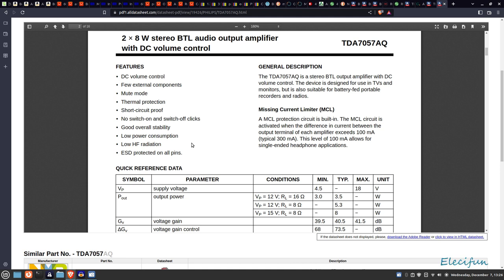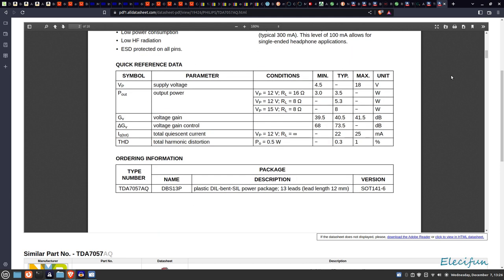All right, well, that's good. The ESD is the static. So our voltage supply is between 4.5 and 18 volts. That's great. They say 12 volt. A lot of people got 12 volt adapters, whether it be for your routers, whatever, you can still use it. The voltage gain, 40 dB, 39, 41, so around about 40 dB. Voltage gain control, yeah, we don't need to be bothered about that too much.